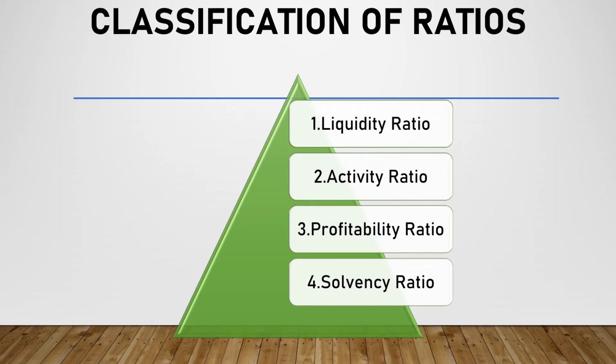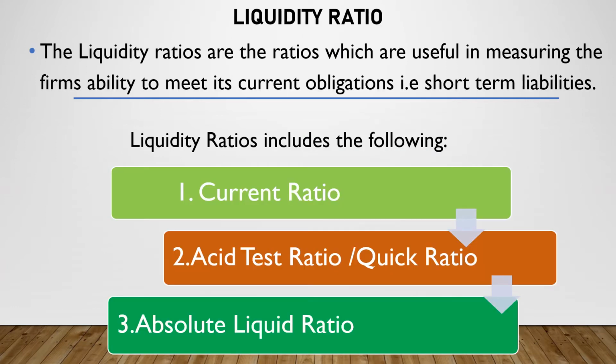These are the classifications of ratios. First is liquidity ratio, second is activity ratio, third is profitability ratio, and fourth is solvency ratio. First, the liquidity ratio. Liquidity ratios are the ratios which are useful in measuring the firm's ability to meet its current obligations, that is, short-term liabilities.